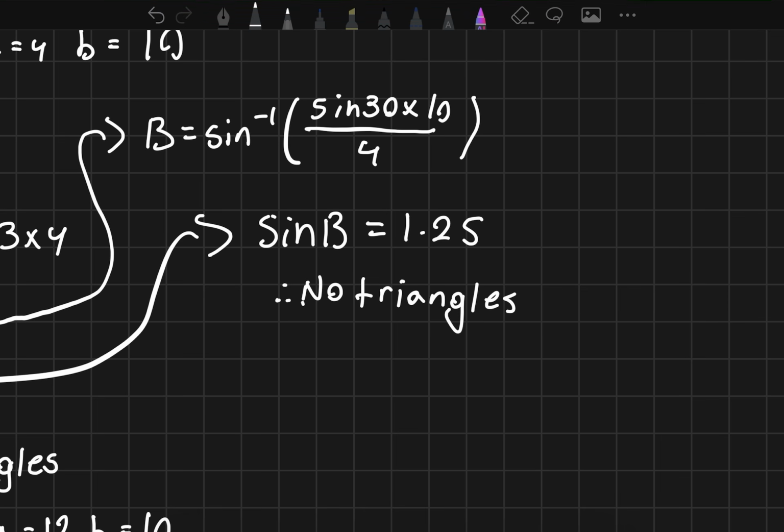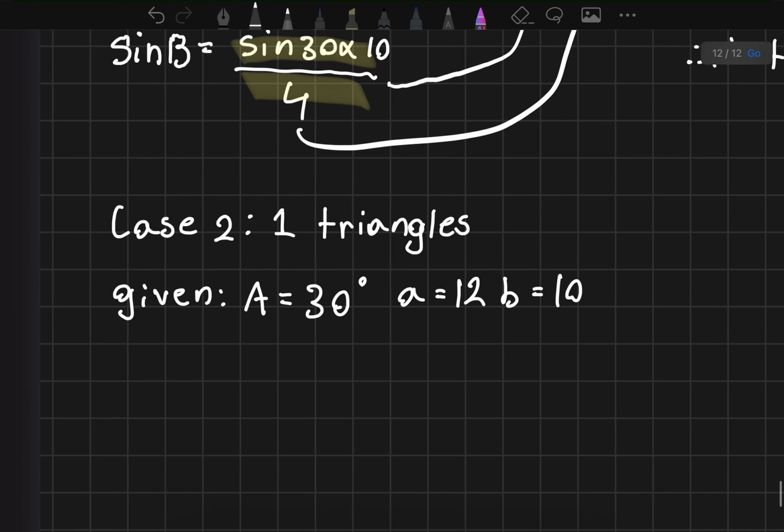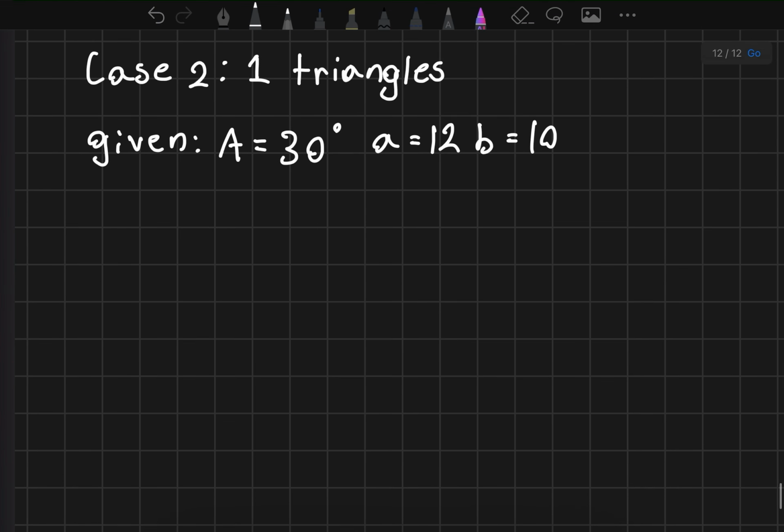Okay, so moving on to the second case, we have one triangle. Here we have the angle of 30 degrees given, the length of A being 12 and the length of B being 10. So first we set up the sine law. Sine of 30 divided by 12 is equal to sine of B divided by 10. So then you solve for this.